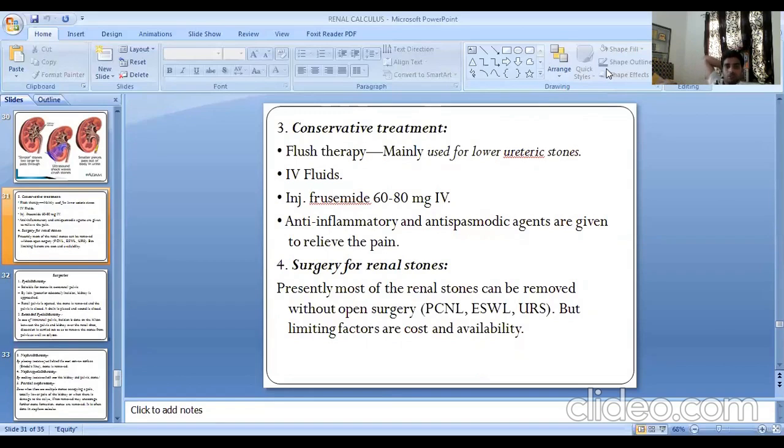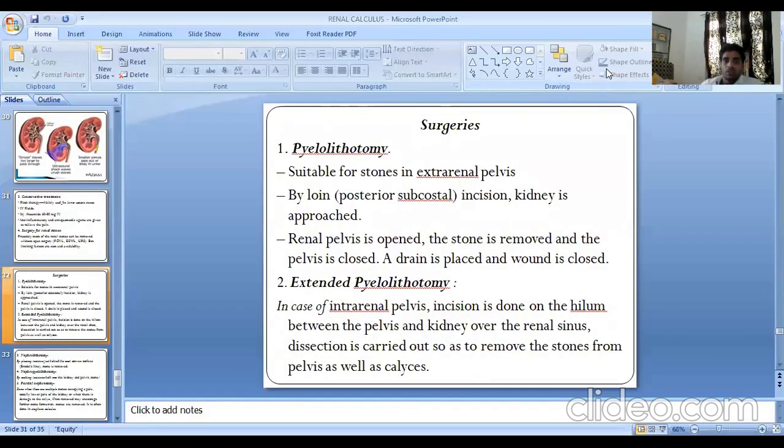Surgery for renal stones. Presently, most of the renal stones can be removed without open surgery, by PCNL and ESWL, but limiting factors are cost and availability. Pyelolithotomy: suitable for stone in extrarenal pelvis. By loin posterior subcostal incision, kidney is approached. Renal pelvis is opened, the stone is removed, and the pelvis is closed. A drain is placed and wound is closed.